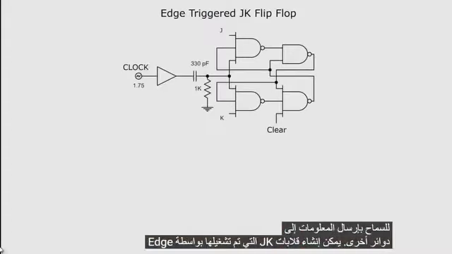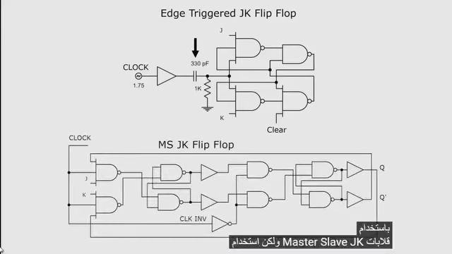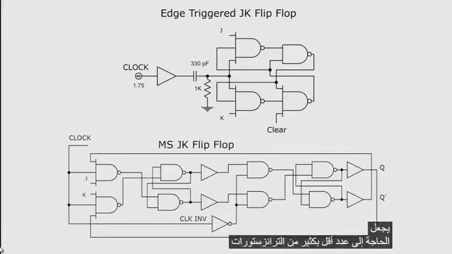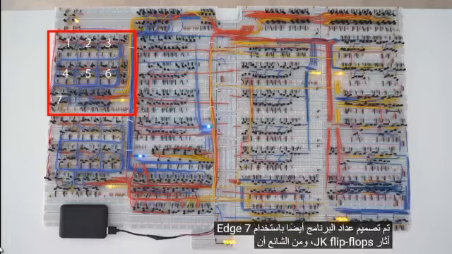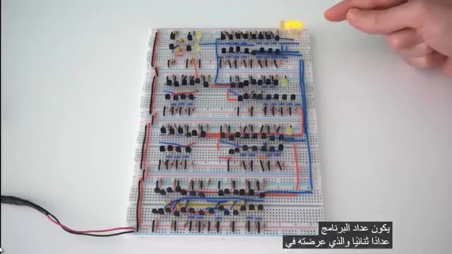The edge-triggered JK flip-flops could be built with master-slave JK flip-flops, but using the capacitor and resistor as a trigger makes it so significantly fewer transistors are needed. The program counter is also built with 7 edge-triggered JK flip-flops. It is common for the program counter to be a binary counter, which I showed in a previous video.